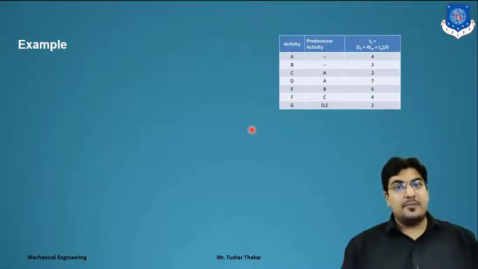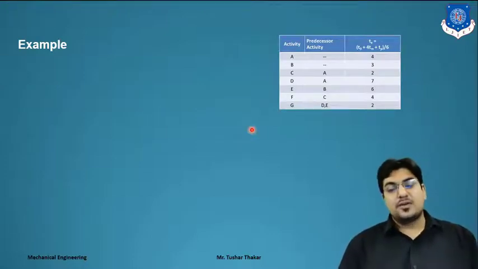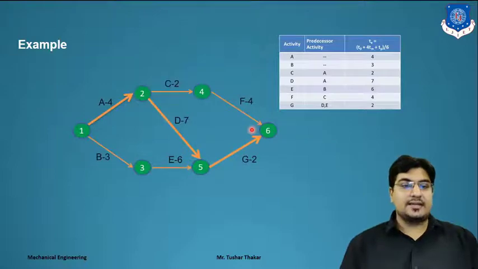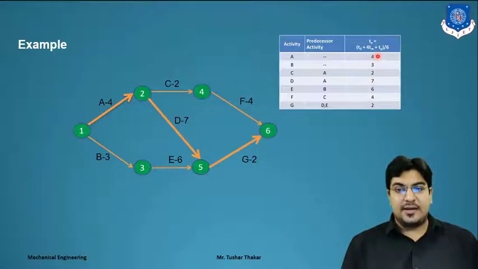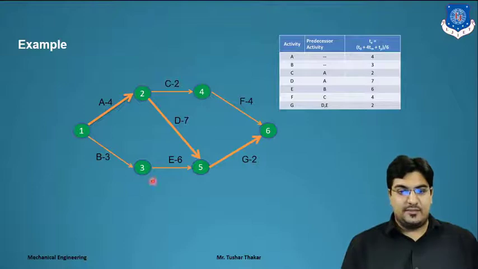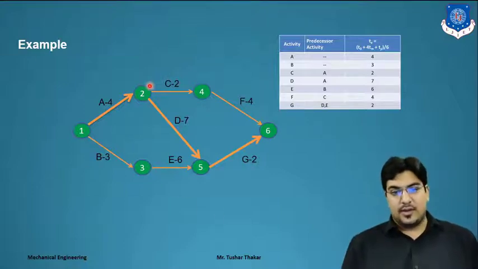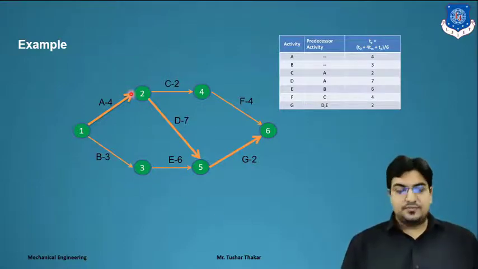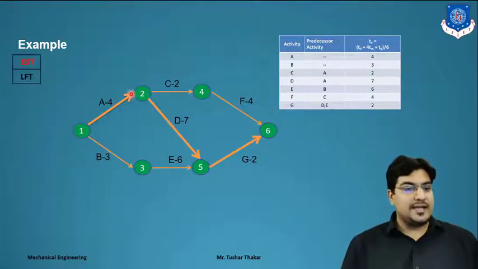And for the critical path, what do we have to find? We have to find first EST, LFT, or EFT, LST. For that, we take the same diagram and give the duration for each activity. For activity A, the time required to complete the activity is 4. Here B is 3. Here C is 2. All the time durations for the respective activities we have to indicate on the diagram. Clear? So now we find the EST and LFT.